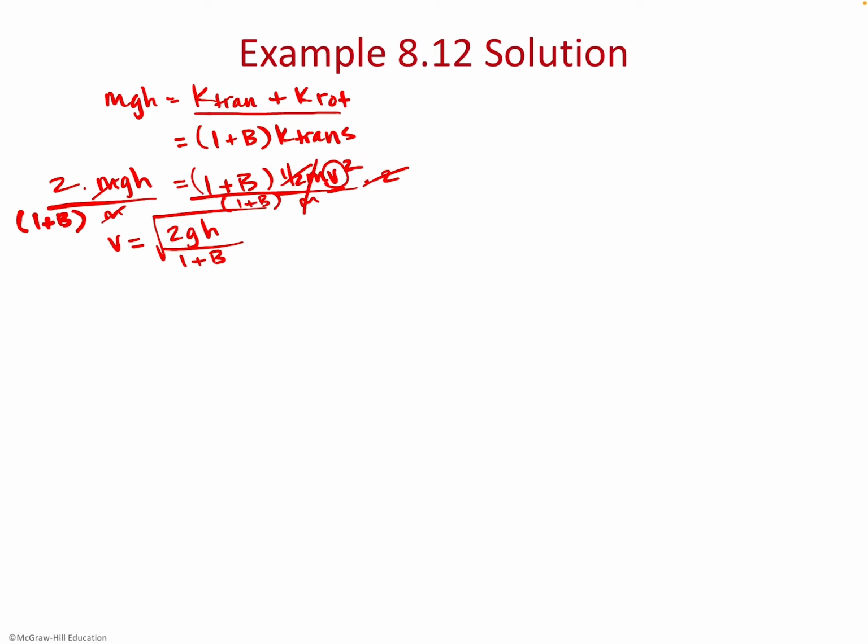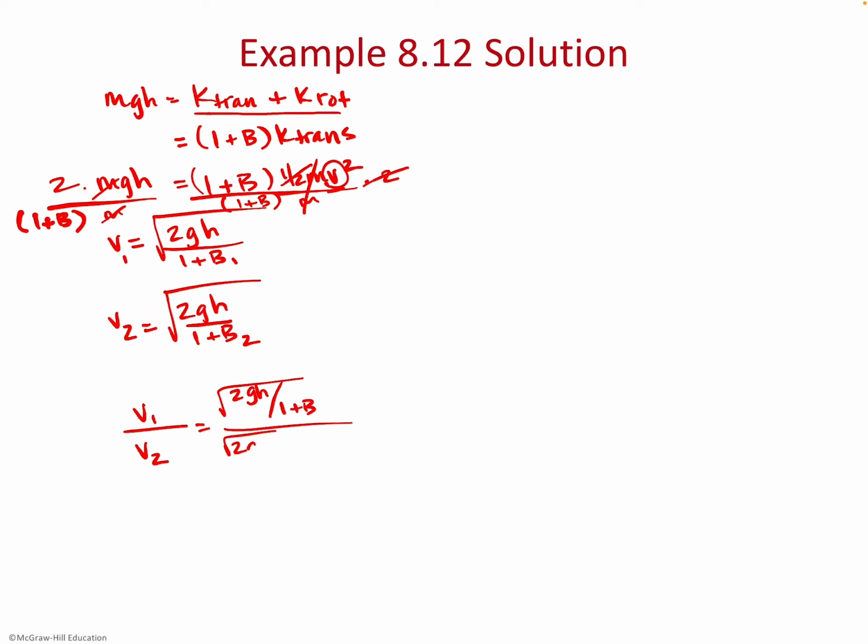Okay, so we're comparing the velocity of the solid sphere with the hollow sphere. So we'll call the solid sphere 1, and we'll call the hollow one 2. If we're comparing them, then we've got to do a ratio. A ratio is just dividing them. So you have 2gh over 1 plus beta divided by 2gh over 1 plus beta.